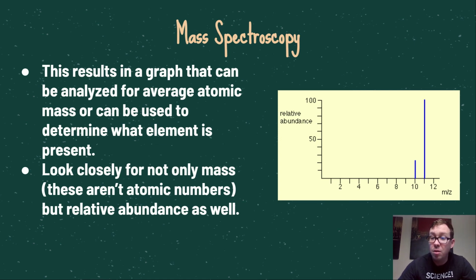Look closely not only for the mass, because those are not the atomic numbers, but the relative abundance as well. So when you look at the graph here and you see 10 and 11, that is not telling me that those represent neon or sodium. Those are telling me the masses. Remember that the mass number is the atomic number plus the number of neutrons that are present in the sample. So we would have to go through and average those out to be able to figure out what element that is. Or again, a very useful tool is to be able to ballpark it just based on the visualization that you see there.